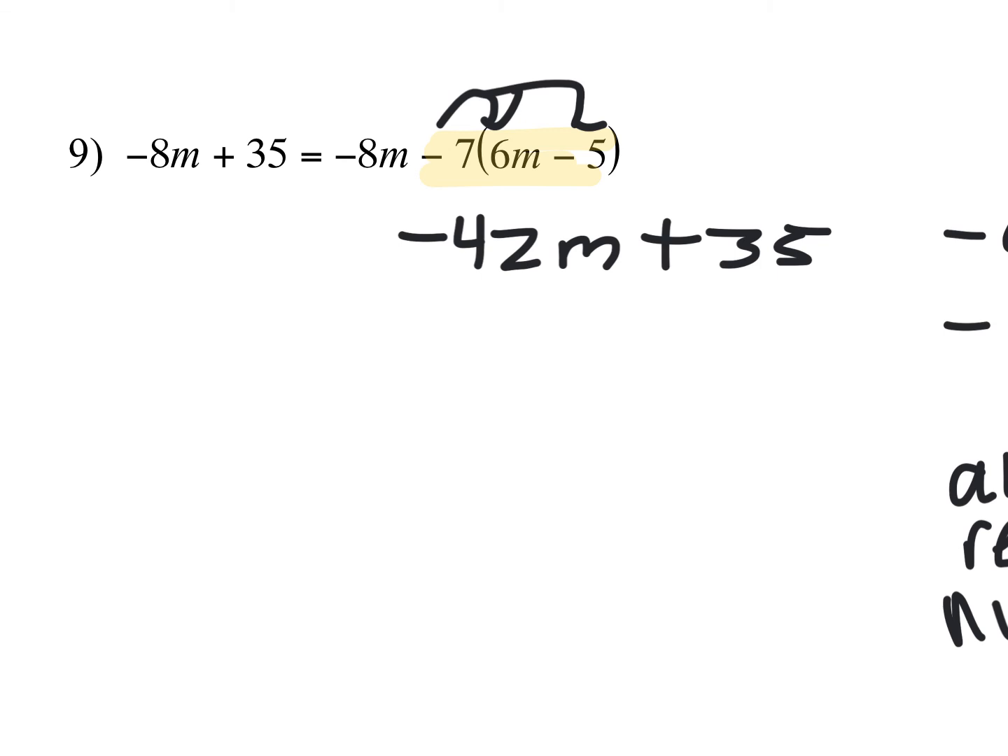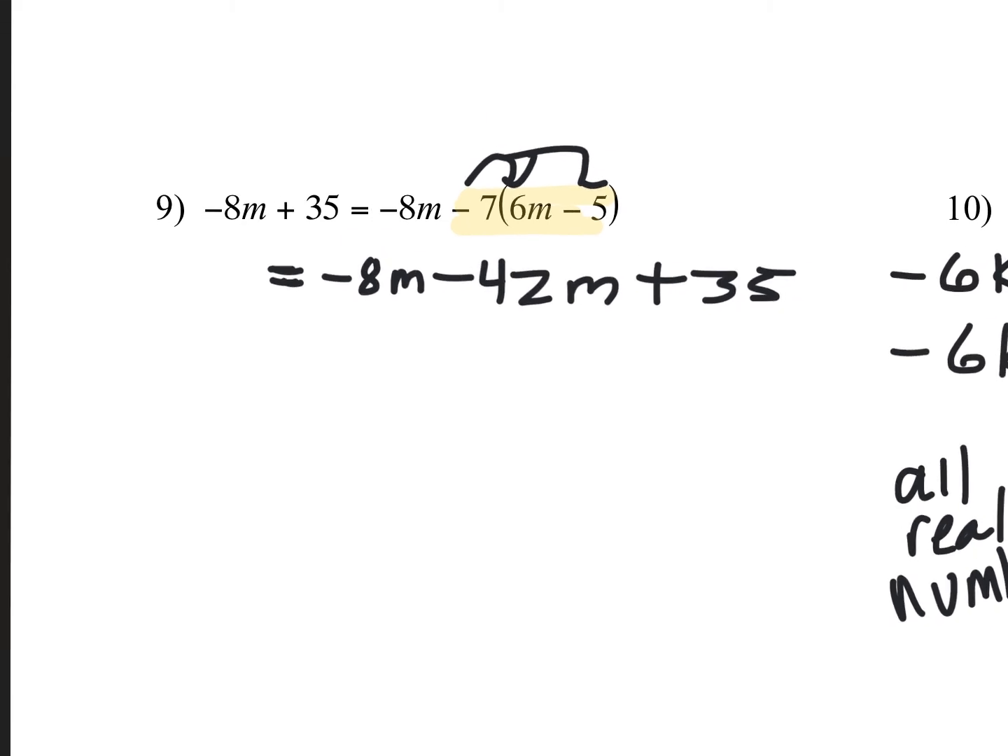That -8m has just been chilling. So we're going to bring it down. Okay. And then over here on the other side, I have -8m plus 35, because there's no distributive to do there.